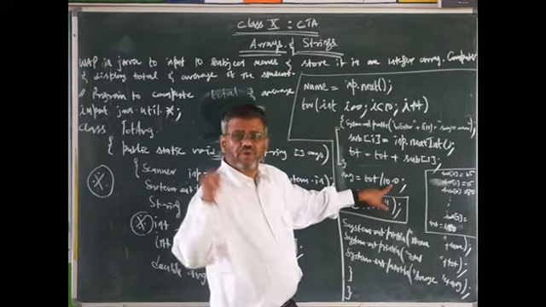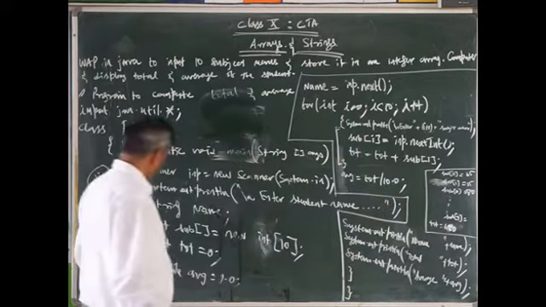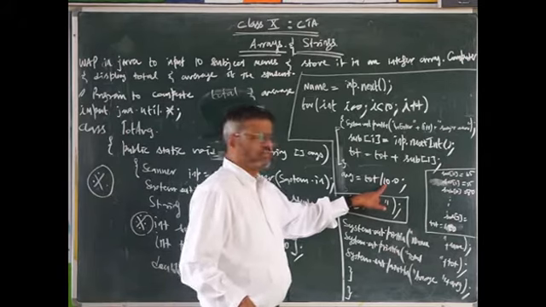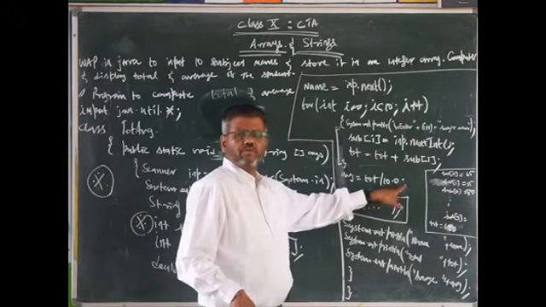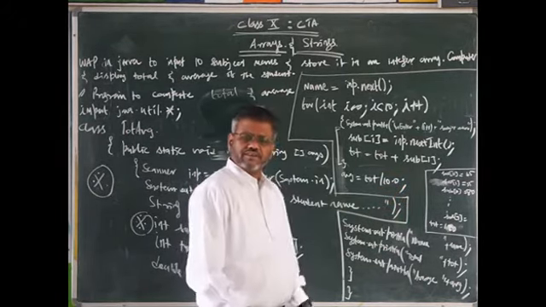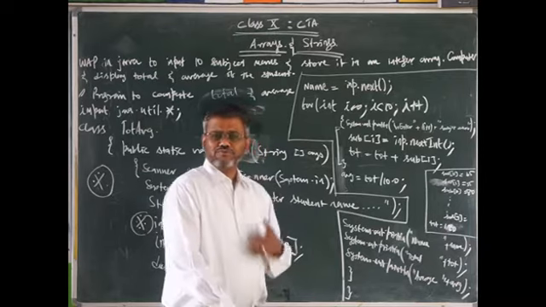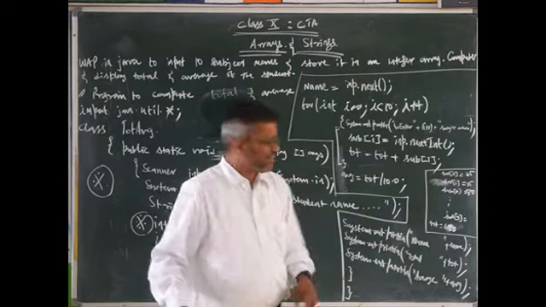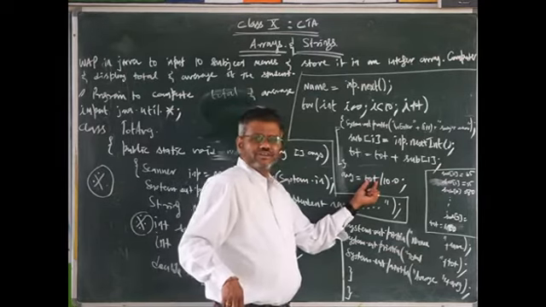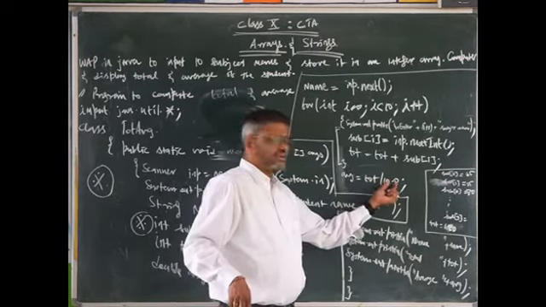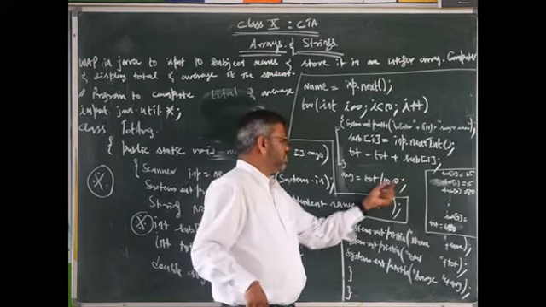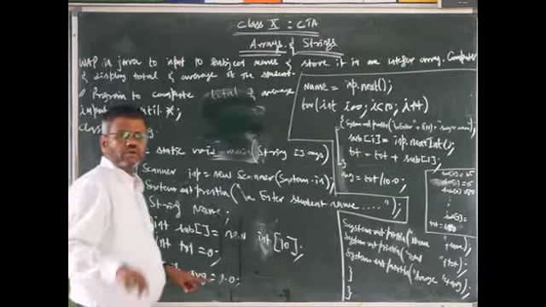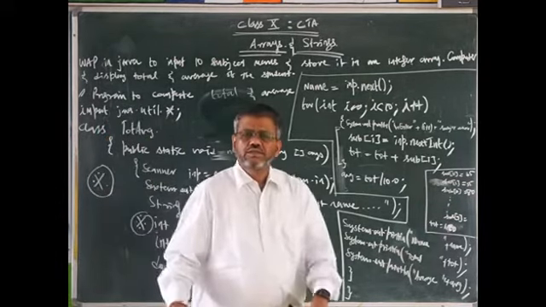Why am I taking 10.0? Because AVG is a double value. So this is a double value, this is also double. Even if you put 10, it's fine, that's correct. But I wanted to project myself as an intelligent boy and girl. Why? Because total is an integer value divided by a double value, the final answer is also a double. Double means a number with a decimal point.